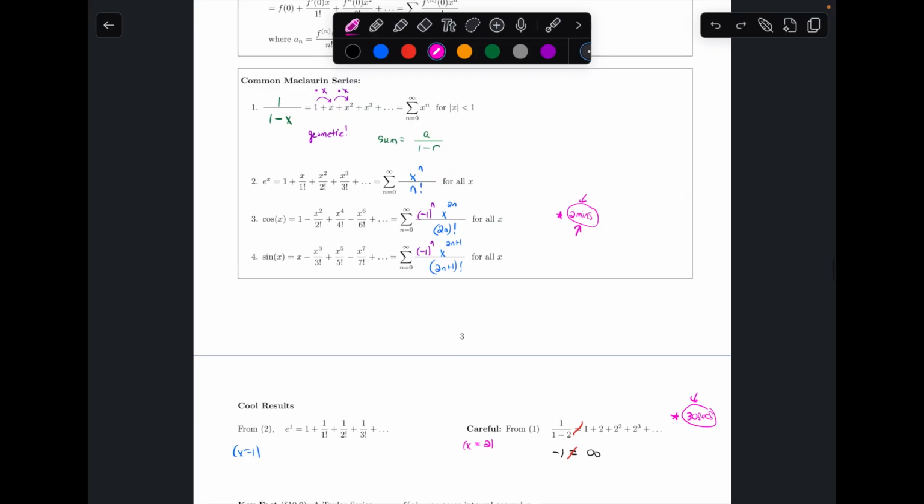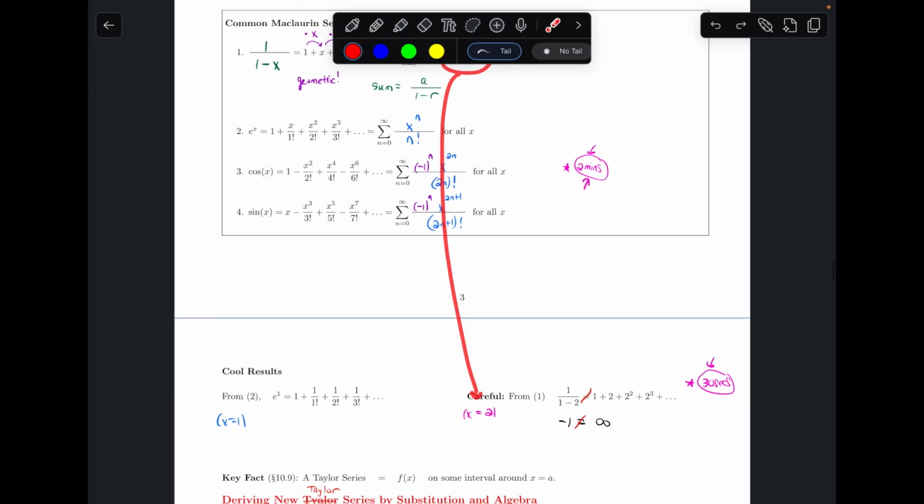Okay, let's talk about it. So the reason it doesn't work is the only allowable x values for this Maclaurin series is when the absolute value of x is less than 1. And 2 doesn't fit that description. It's not in that acceptable interval. So the problem with this is, hey, this geometric series converges when the absolute value of x is less than 1. That's why I wasn't able to plug in something like 2.